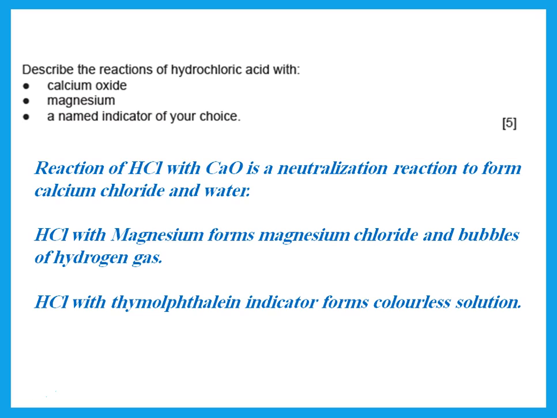An indicator like what? Okay, we chose here thymolphthalein, but you could choose any of the indicators. So if you say litmus with acid would turn red, thymolphthalein with acid would turn colorless. What if I'm saying methyl orange? Methyl orange with acid, we said it gives red, or we can refer to it as pink.